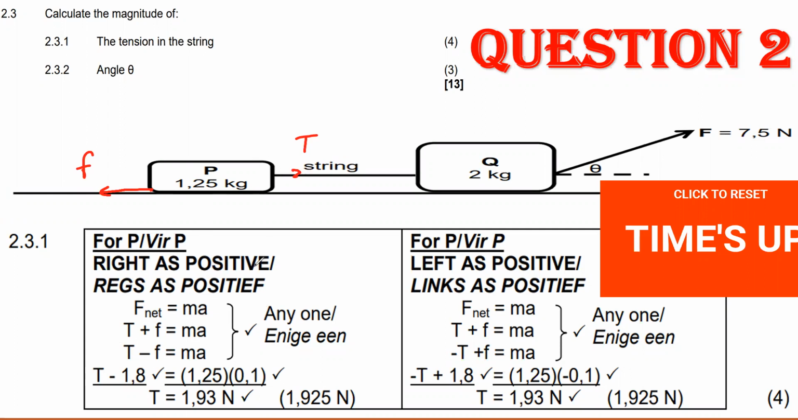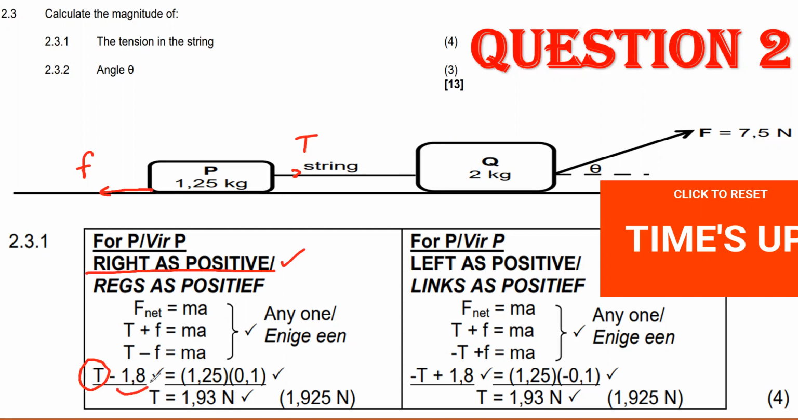If you say right is positive, you are choosing that. For now, the question didn't tell us whether the object is going to the right or left. But if you choose the right side, tension first, because the direction of motion is always positive. If the object is moving right, positive, tension minus friction equals m times a. And tension we don't know, we are going to calculate.